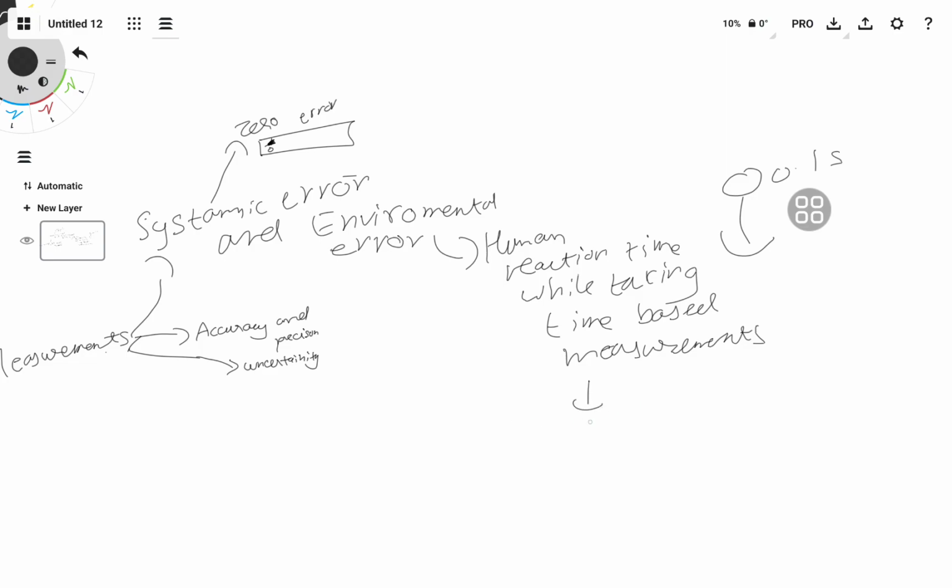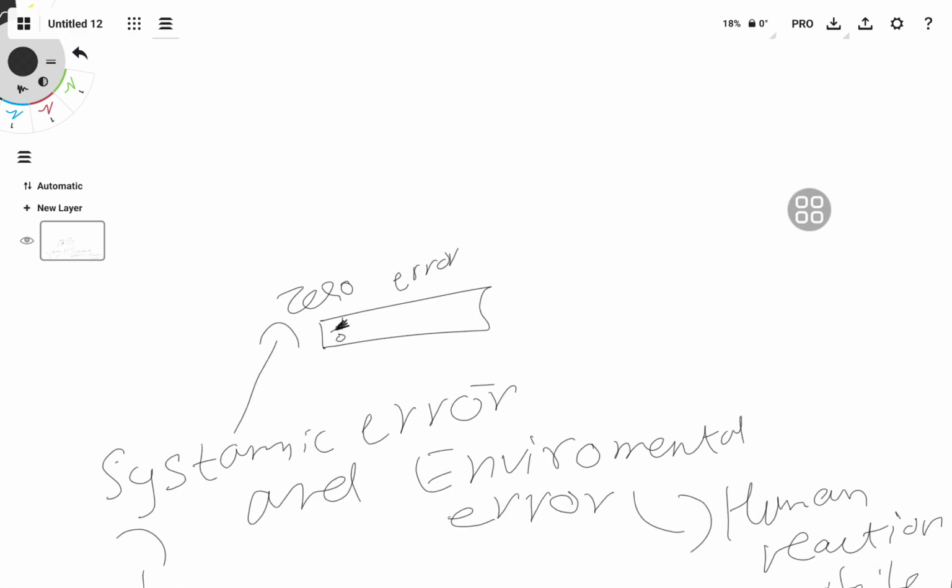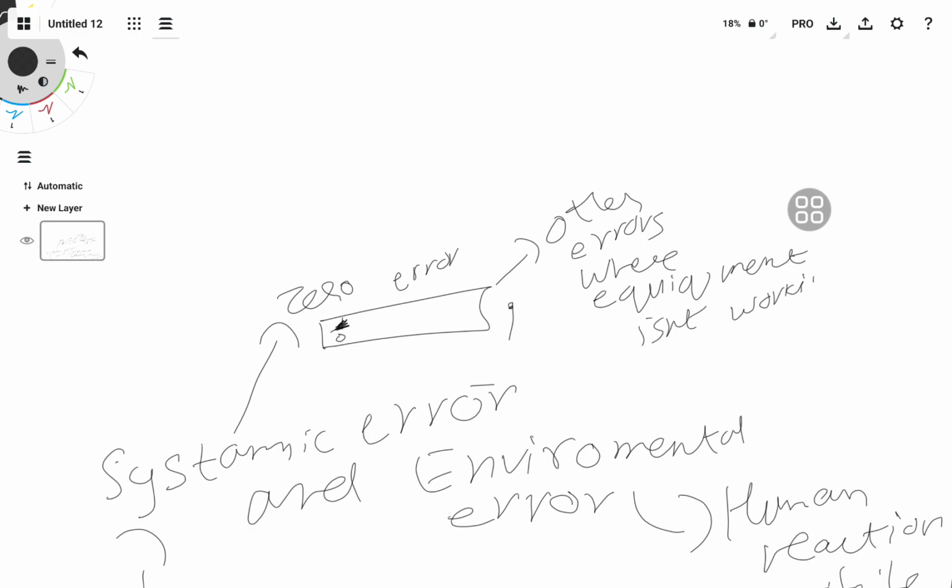We would have environmental errors, such as temperature being different. In zero error, systematic error, we also have other errors where equipment isn't working properly.